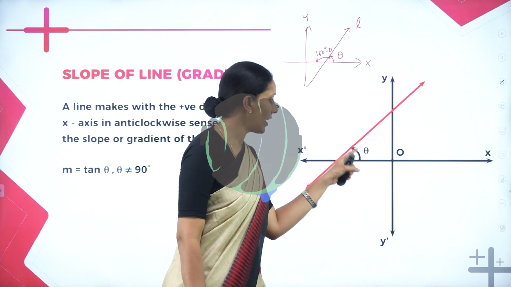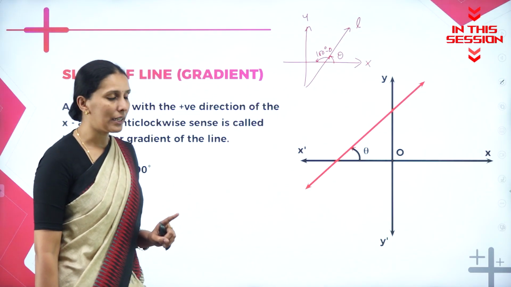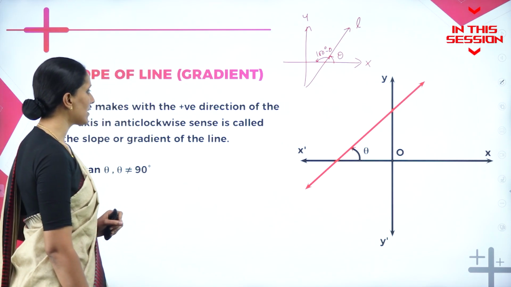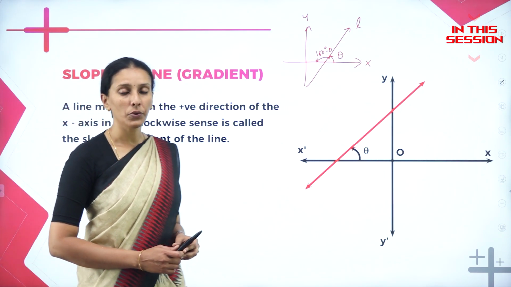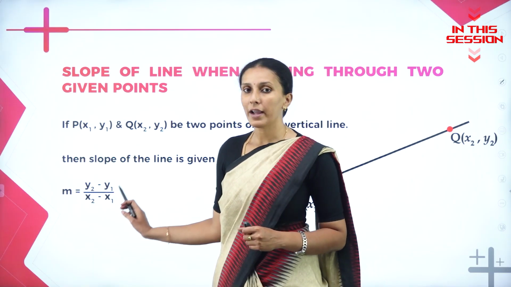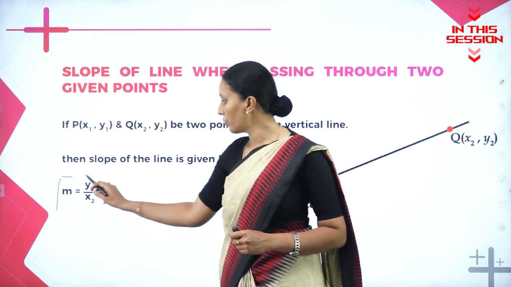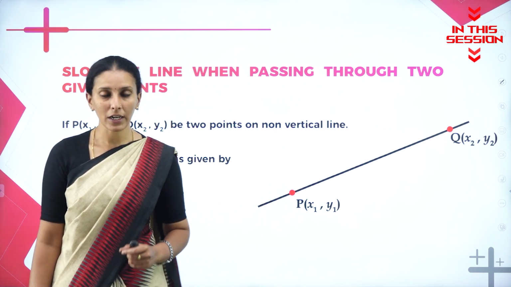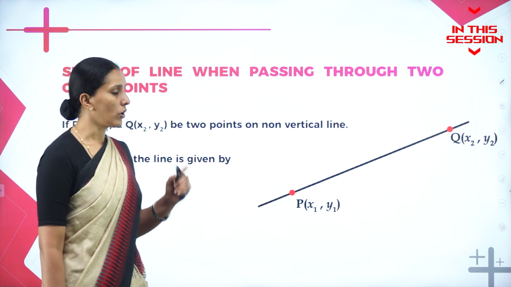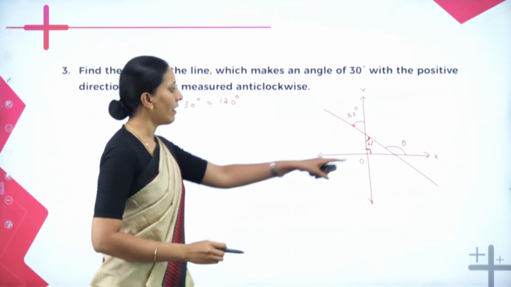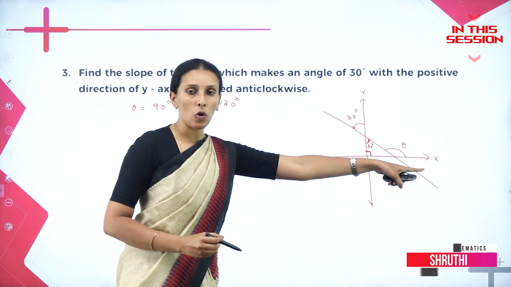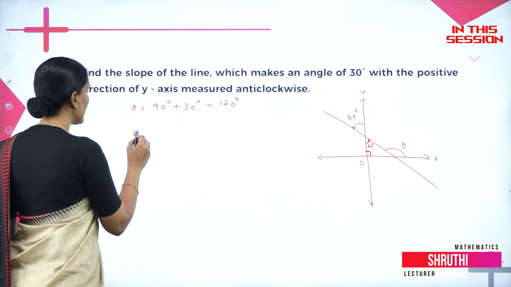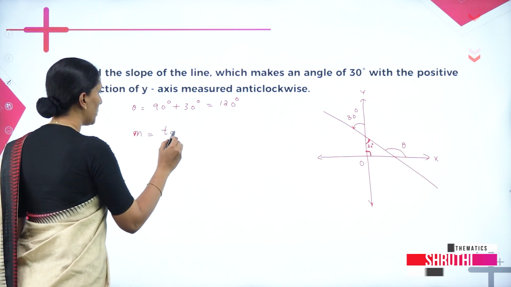The tangent of the inclination, or tan theta, will give you the slope of the line, and thus it is always given by m is equal to tan theta. y2 minus y1 divided by x2 minus x1 is the formula to find the slope of a line whenever 2 points on the line are given. Whenever an inclination along the positive direction of the x-axis is given, the slope of the line is given by m is equal to tan theta.